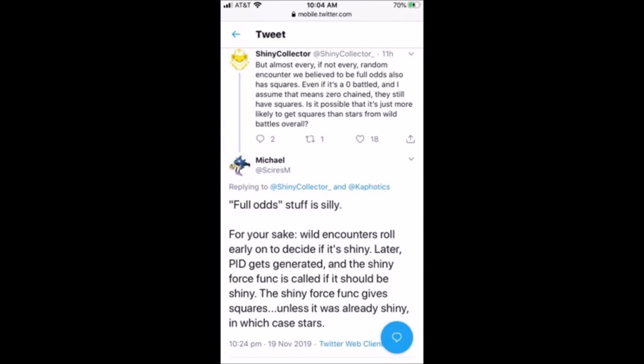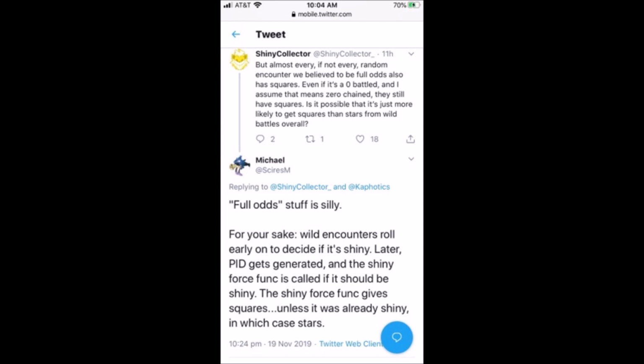So that basically means, guys, that if you're chaining, and the Pokemon wasn't meant to be shiny and it does those extra rolls and lands on the shiny, then you're going to get squares. If you're not chaining, if you're doing full odds like I do and like a bunch of other hunters do, and you land on the shiny without getting the extra rolls, but it's because of the PID, not the first check, because the first check is irrelevant in this case, then it's still going to be squares.